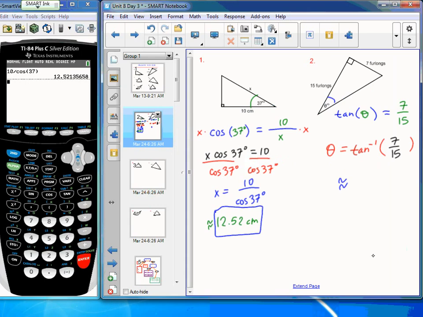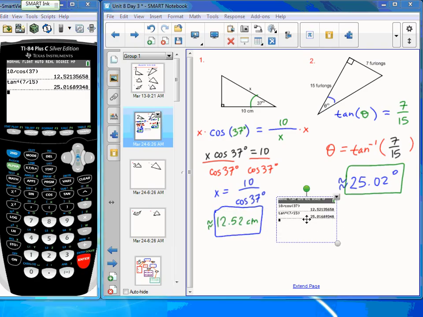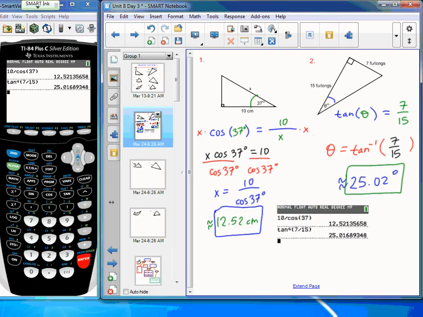If I'm in degree mode, it'll spit out a degree measure for that angle. So inverse tangent of 7/15. I get about 25 degrees. Raise your hand if you got about 25 degrees. 25 degrees, yeah. And I'll take a screenshot of that for PDF ability. That's what we're talking about. Awesome. What questions do you have about 1 or 2?